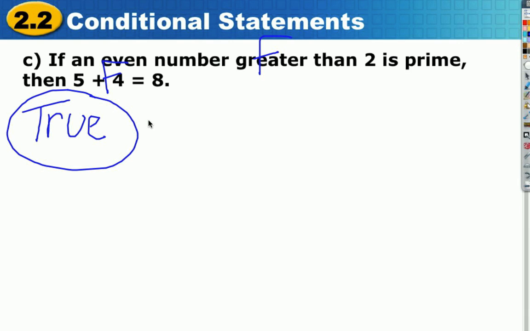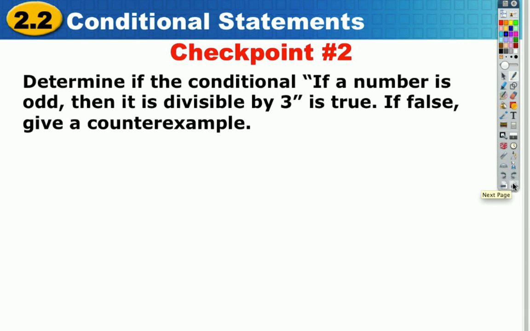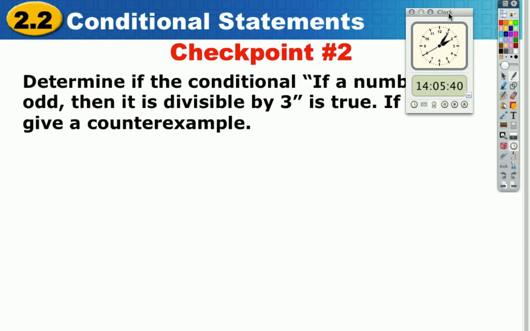All right, let's see if you can actually apply it on your own. So checkpoint number 2. Determine if the conditional, and there it is in quotes, if a number is odd, then it is divisible by 3. Determine if the conditional is true. If it's false, give a counterexample. You've got 2 minutes.